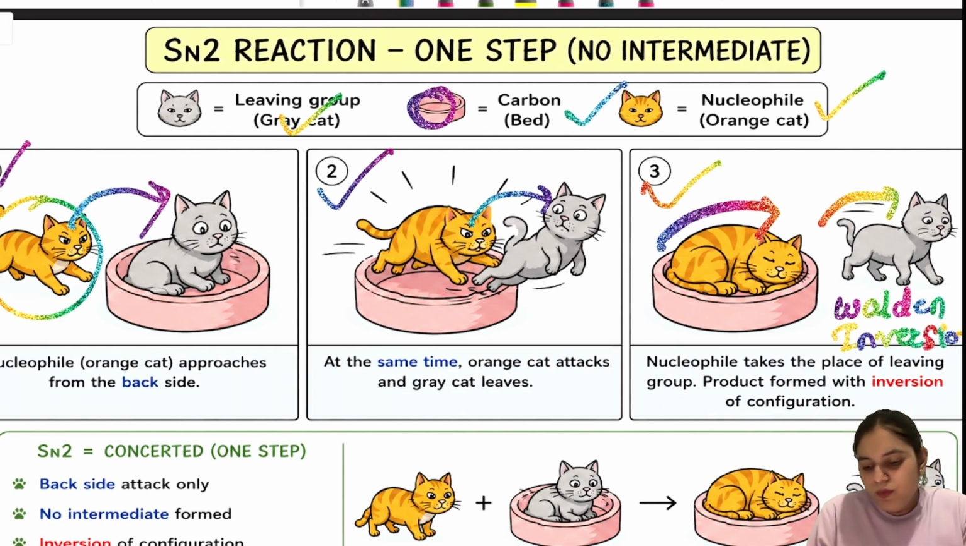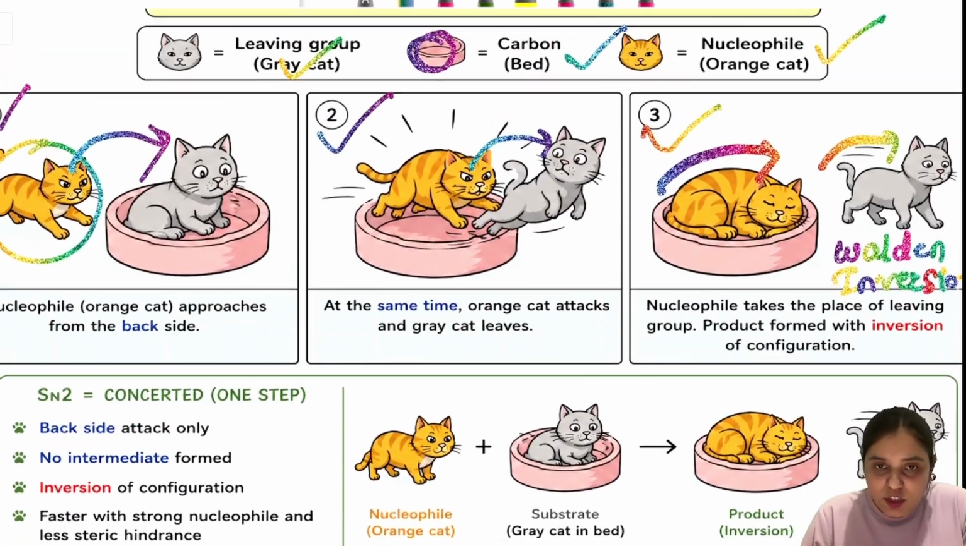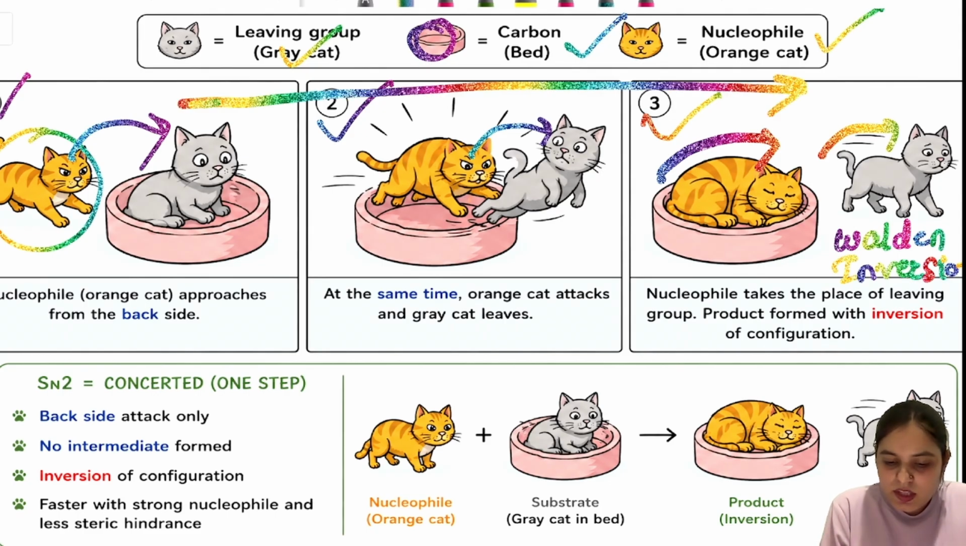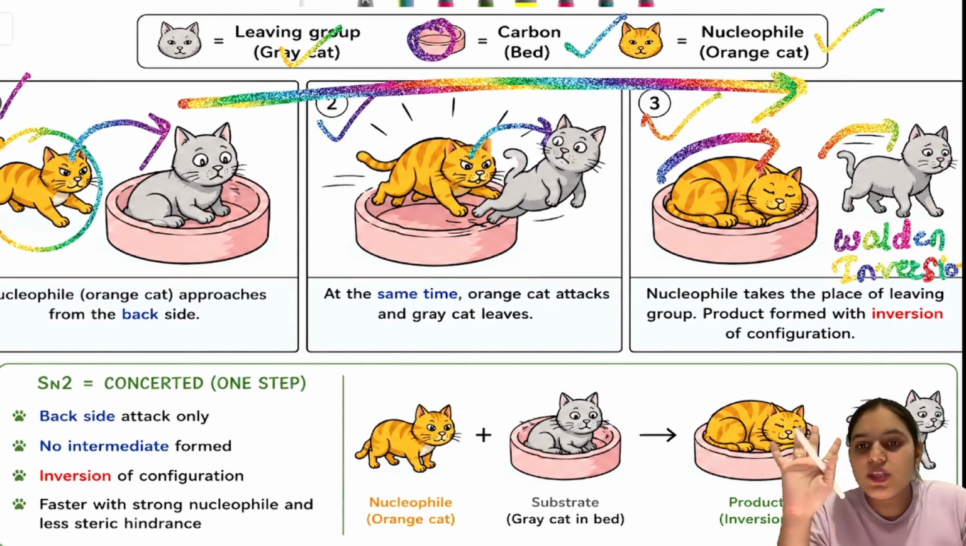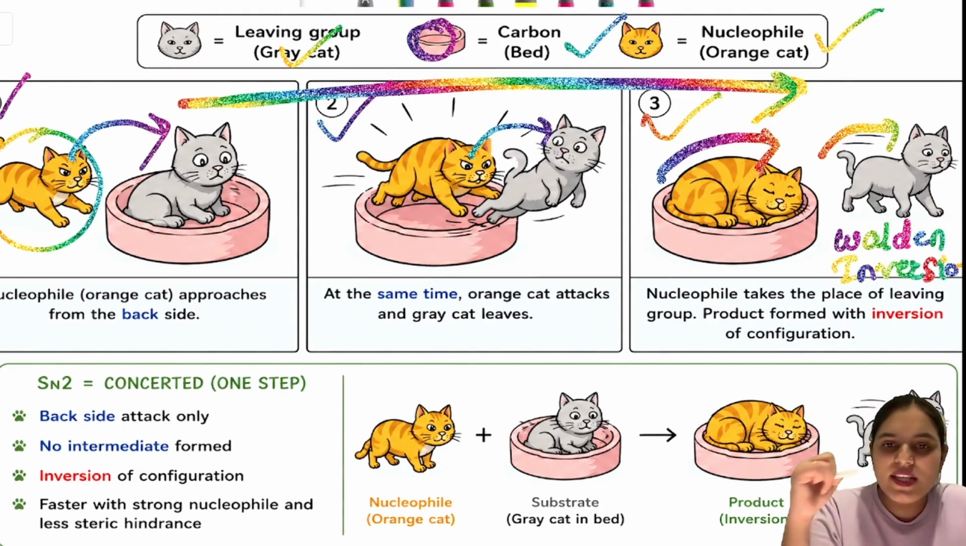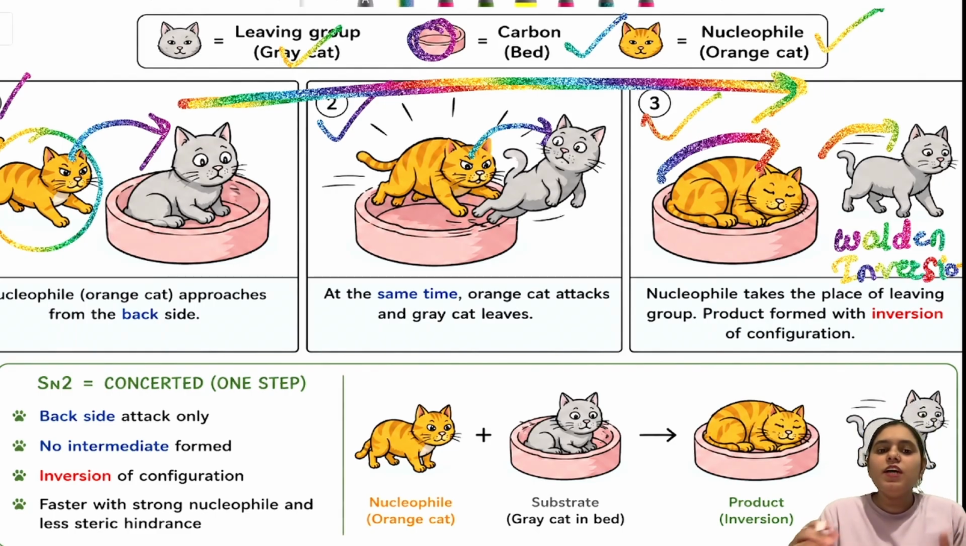Okay, so the SN2 reaction is a concerted one-step reaction. This is a one-step reaction, not a three-step reaction. Now let's summarize the key features of the SN2 reaction. SN2 is a concerted one-step reaction, so no intermediate is formed.